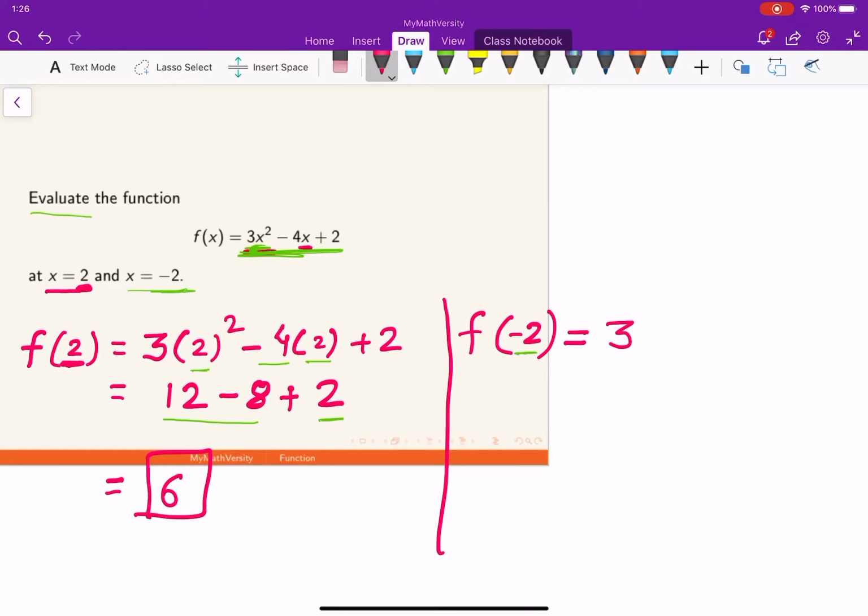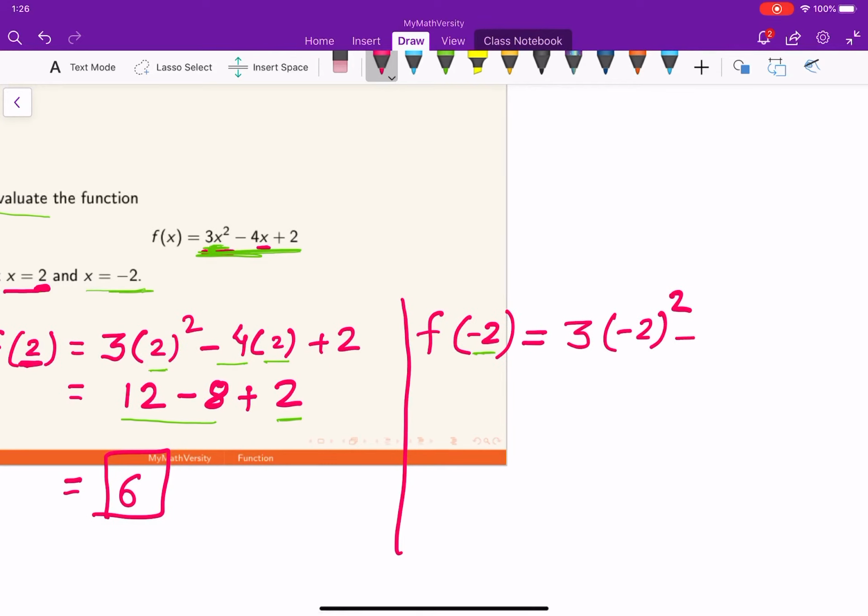So 3 times, then we have x² here, so we need to replace that x completely by negative 2. So then we'll have the square of negative 2, minus 4 times x, right? So we write 4 as it is, and replace x completely by negative 2, plus, and we have a constant 2 here, so we just write that down as it is. Okay, so we are done in the sense that we evaluated, but we need to simplify this and then get a number, right? So let's do that.